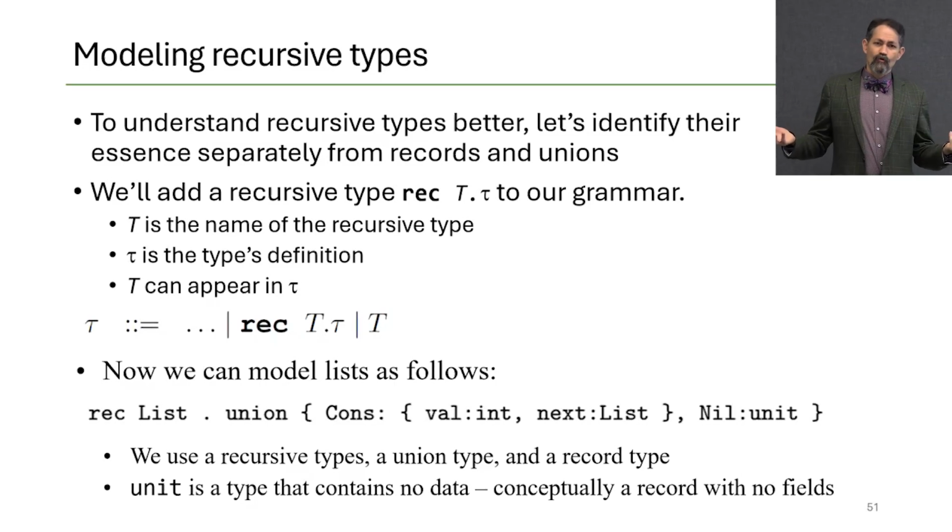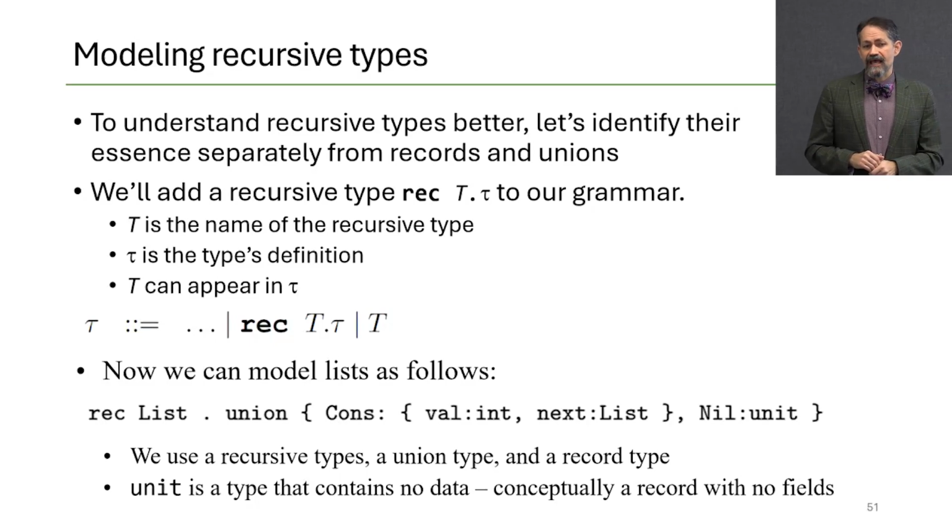How do we model recursive types formally? Well, to understand them better, let's identify their essence separately from records and unions. What we're going to do is add a recursive type, rec t. tau, to our grammar. So in this construct, rec means recursive, t means the name of the recursive type, so int list in this example. Tau is the type's definition, right? So that would be the union and record that holds the information inside the int list. And the whole idea is that the name t can appear in the type tau on the right.